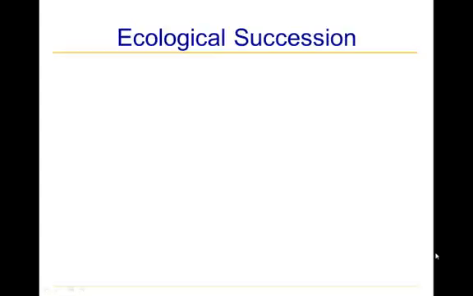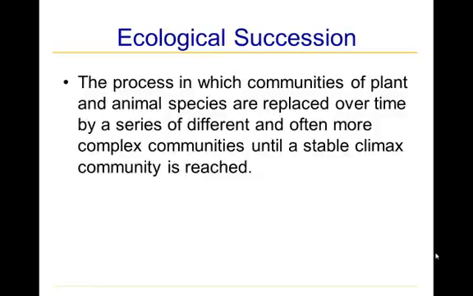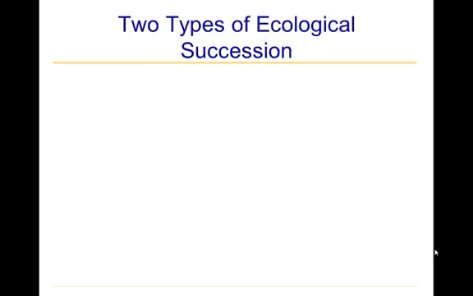Ecological succession is a process in which communities of plant and animal species are replaced over time by a series of different and often more complex communities until a stable climax community is reached. There are effectively two types of ecological succession.